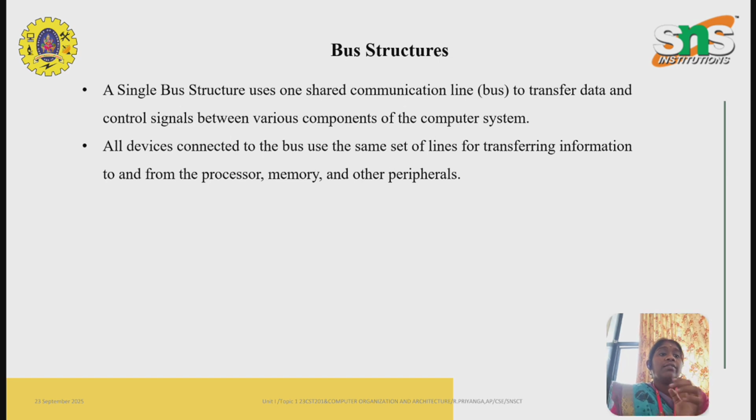In short, the bus structure is the backbone of computer communication. The data bus carries the data in the system, the address bus carries the addresses to the memory, CPU and input-output devices, and the control bus carries the control signals. That is, it can be single, simple but slow, or multiple, fast but costly.